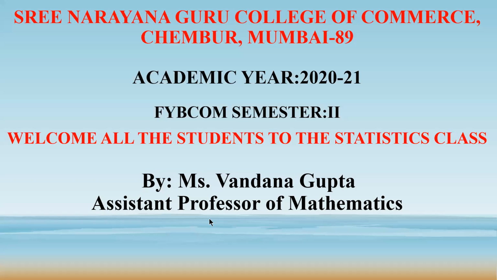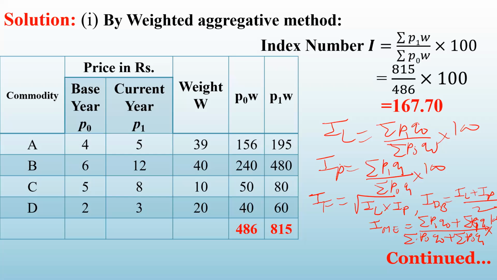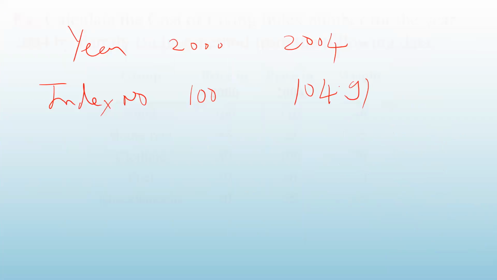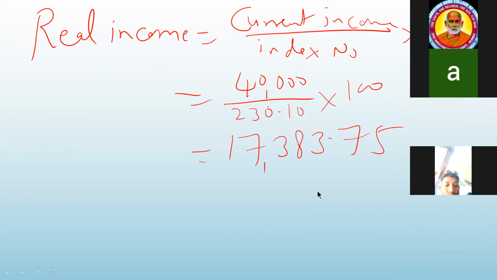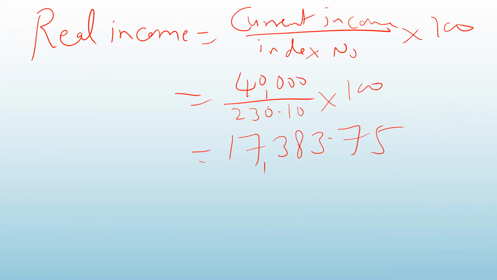So I hope you have understood this. To find out the real income of a person, you need to first find out the cost of living index number and then apply the formula: real income is equal to current income divided by index into 100. So you see the cost of living index number is studied to adjust the income or to calculate the DA in the pay scale.